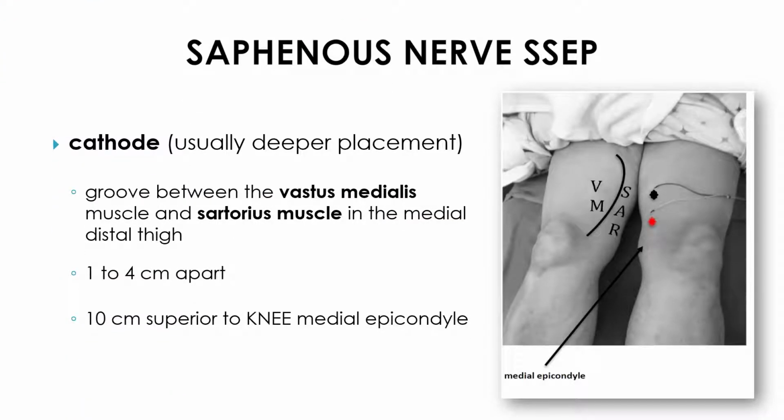We talked earlier about saphenous nerve SSEP. So where do we put the stimulators? The cathode goes in the groove between the vastus medialis muscle and the sartorius muscle in the medial distal thigh. You should be placing the anode and cathode about 1 to 4 centimeters apart, 10 centimeters up from the medial epicondyle. This epicondyle is this meaty place on the side of your knee. So the cathode's usually about 10 centimeters up here, and there's the anode, and this is where you stimulate the saphenous nerve.